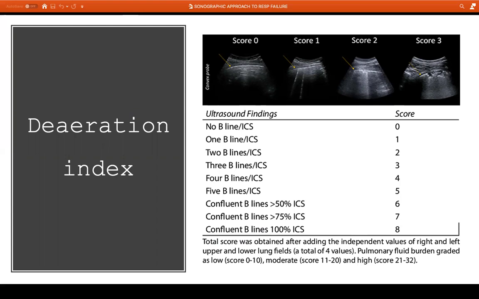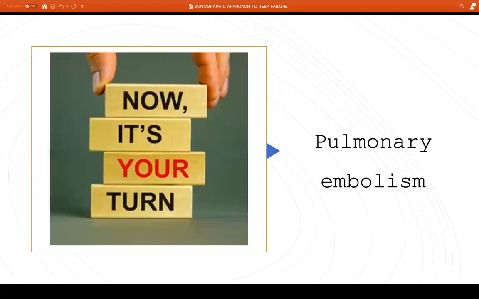By the same technique, we can follow a severe pneumonia and see whether the patient is having any improvement with your management or not. If there is a decrease in the de-aeration score and de-aeration index, that means the underlying lung is getting more and more aerated and the patient is improving.